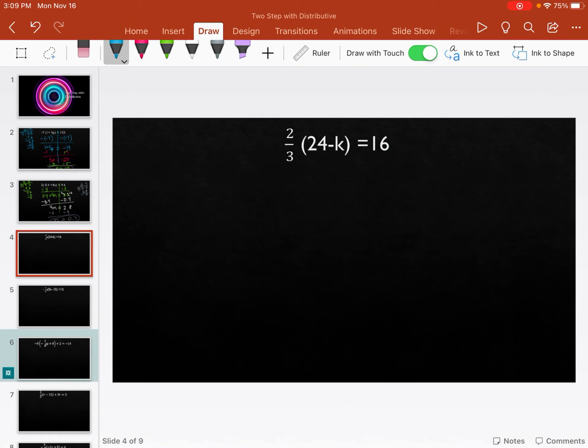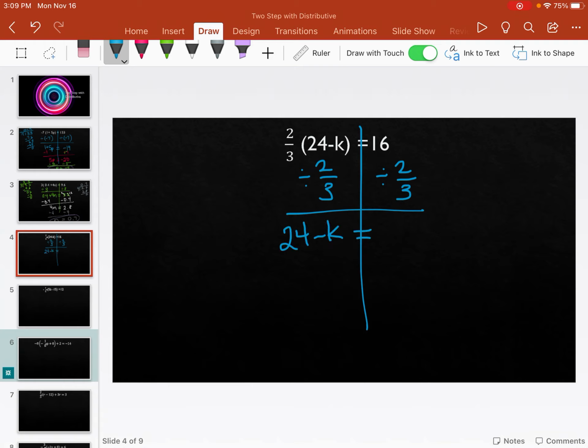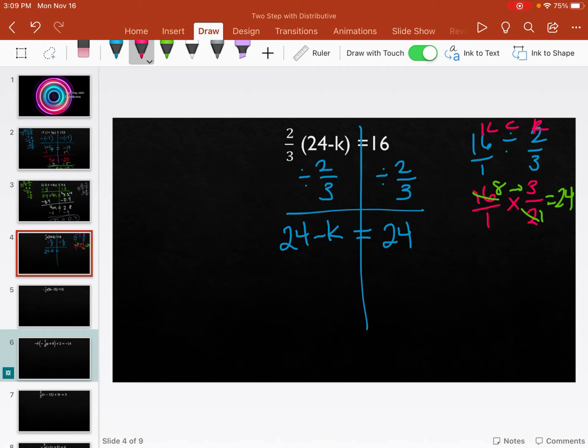Okay, so this time we've got this fraction out here. Same idea, we're going to divide by that 2/3. So 24 minus k equals, and on the other side I have 16 over 1 divided by 2 over 3. We want to keep, change, reciprocal, so 16 over 1 times 3 over 2. I would cross simplify here. So 2 divided by 2 is 1, 16 divided by 2 is 8, and then 8 times 3 is 24. So I have 24 minus k equals 24.